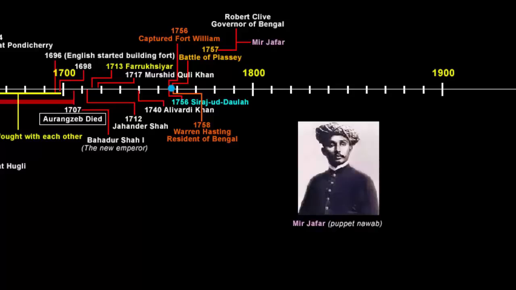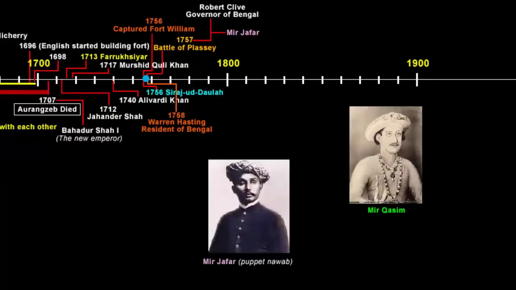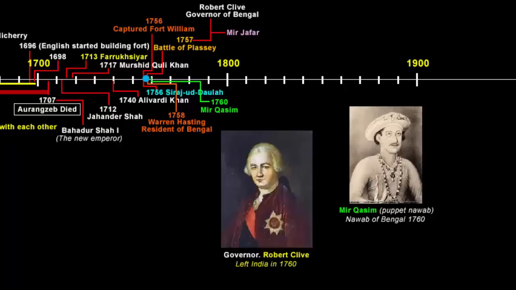After all, they had to maintain a basic appearance of dignity and sovereignty if they wanted respect from the regional people. So what did the company do when Mir Jafar protested? Well, the company deposed him and installed his son-in-law Mir Qasim in his place, meaning they installed another puppet Nawab. So in 1760, Mir Qasim was made the Nawab of Bengal. And in the same year, Governor Robert Clive left India and returned to Britain with massive wealth. He again came back later, about which I'll tell you in a while.